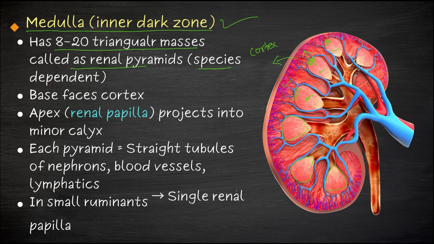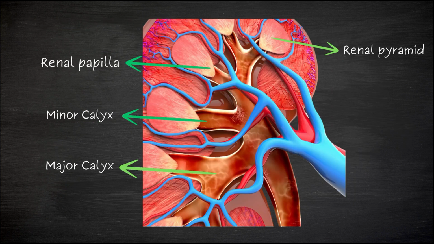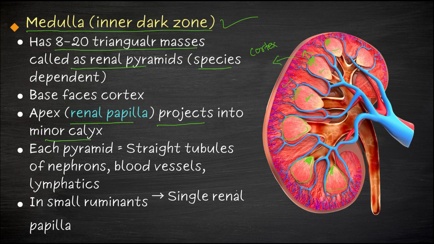Their apex is called the renal papilla, and it projects into the minor calyx. You can see this is the apex of each renal pyramid. The apex of the renal pyramid is called the renal papilla. It projects into your minor calyx. Each pyramid contains straight tubules of nephrons, blood vessels, and lymphatics.